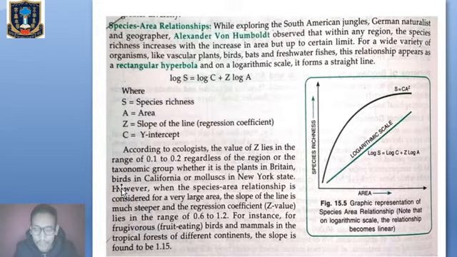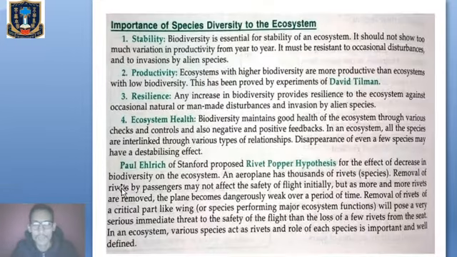Okay, for frugivorous fruit-eating birds and mammals in the tropical forest, the slope is found to be 1.15. So remember the equation for species area relationship and the range of Z. Clear? Which is supposed to be between 0.1 to 0.2. But when we consider the species area relationship in a larger area, then this Z value lies between the range of 0.6 to 1.2, and the line becomes much steeper. Clear?